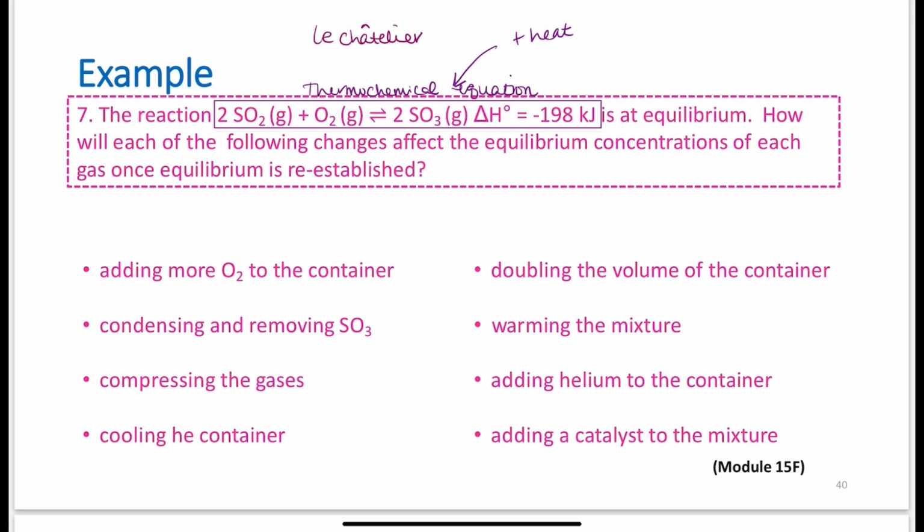What happens if I add more O2 to the container? Where is my O2? I'm picking like the worst colors for these things. My O2 is here. If I add more O2 to it, that's going to increase the reactant concentration initially. The system needs to reestablish equilibrium, so it will shift to make more product. So it's going to make product formation.